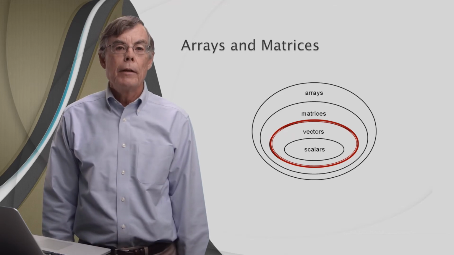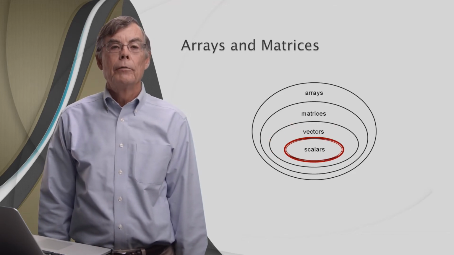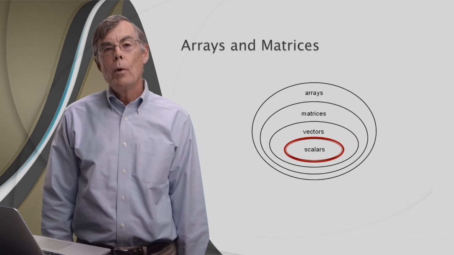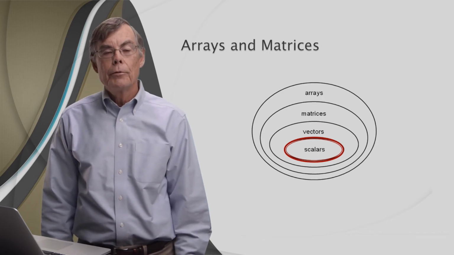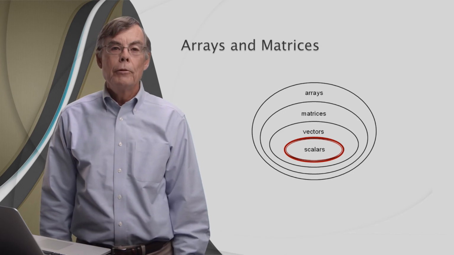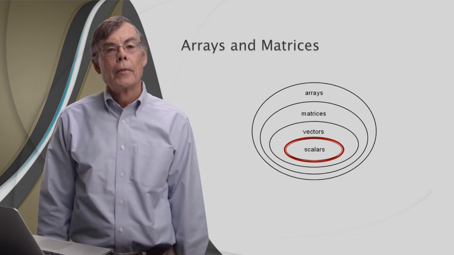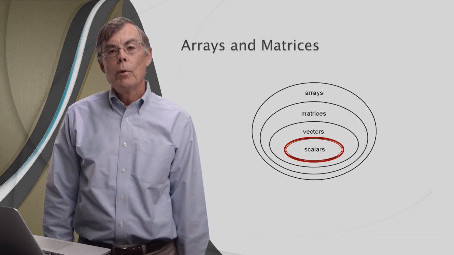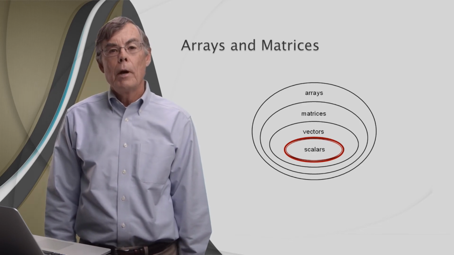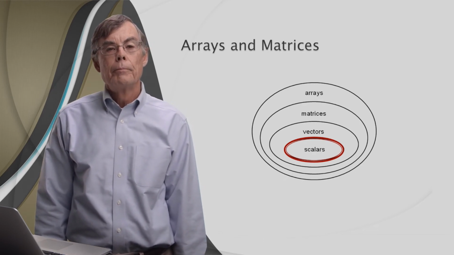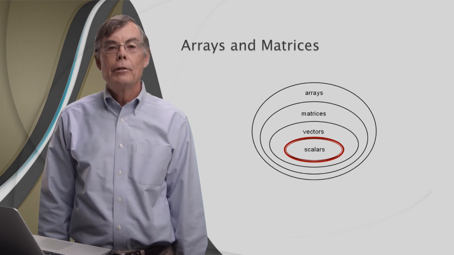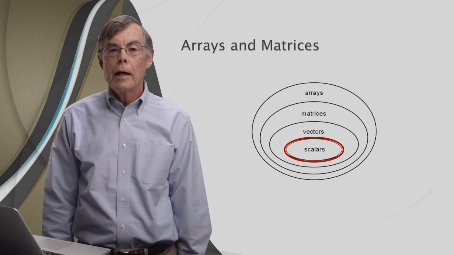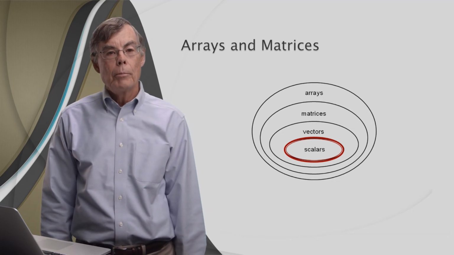And finally, inside the set of vectors are the scalars. These are the one-by-one matrices, and you can call them scalars or vectors or matrices or arrays, but we usually just call them numbers. Everything that MATLAB works with, from the largest to the smallest, is found in this diagram. And on the subject of size, now we're going to see how you can create a very long vector without a lot of typing by using the colon operator.